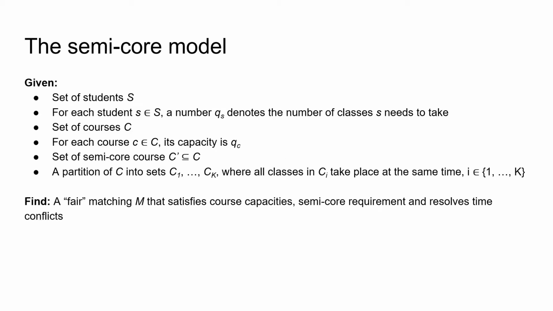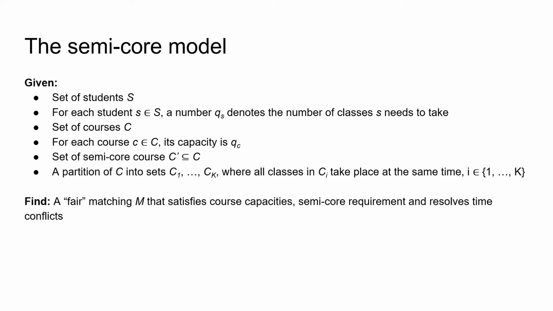I'm going to talk about our semi-core model. We are given a set of students capital S, and each student s needs to take q_s courses. A set of courses capital C. For each course c, it has a capacity q_c. We also have a set C prime, which includes all semi-core courses in C.